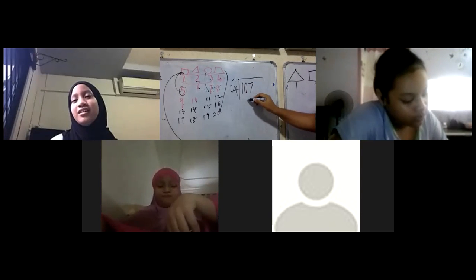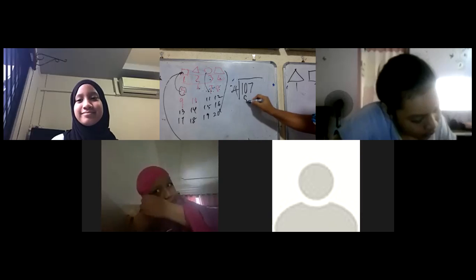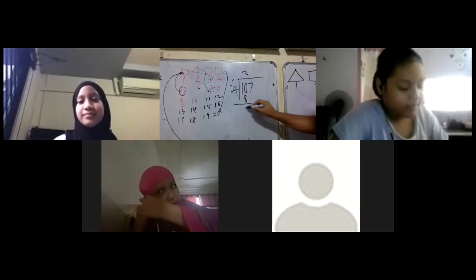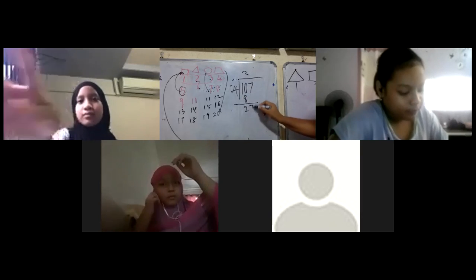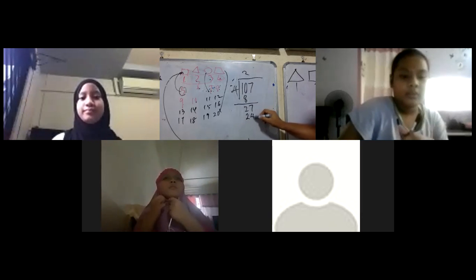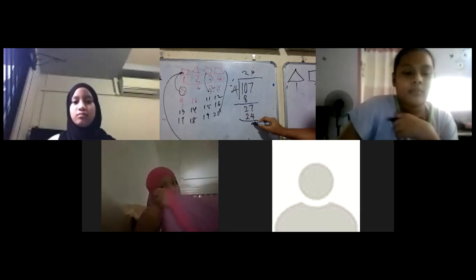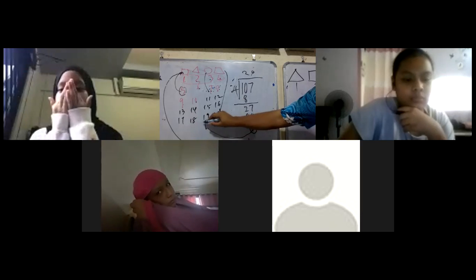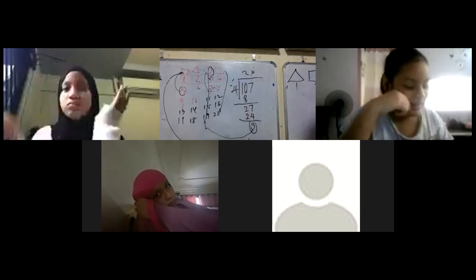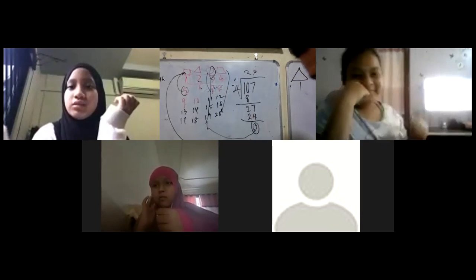My answer is circle. Circle, correct. So then you get 8 over here, 2, right? Minus 2, 27. Then this one you get 24, you get 6. Your remainder is 3. So 3 is down here. Answer is circle also. The remainder is 3.